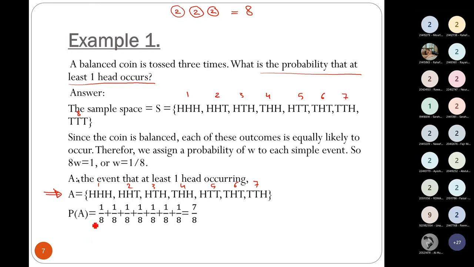So the probability of the first outcome is 1/8, one outcome over all outcomes 8, and so on. So the probability equals 7/8. Why? Because 7 is the number of outcomes in the event, and 8 is the number of outcomes in the sample space. Okay, any question?